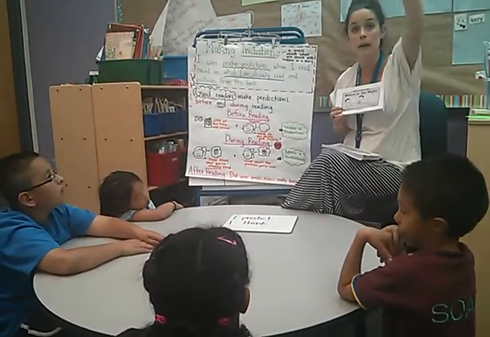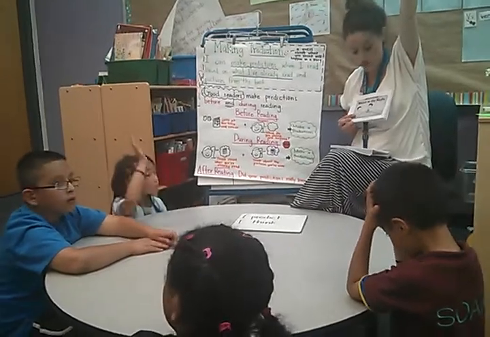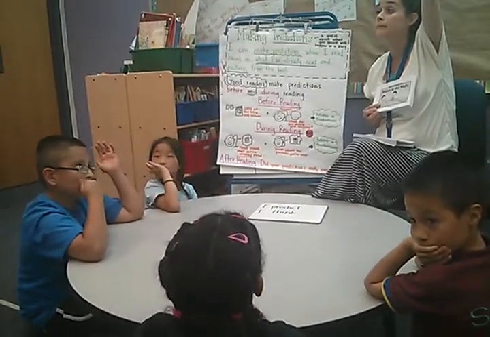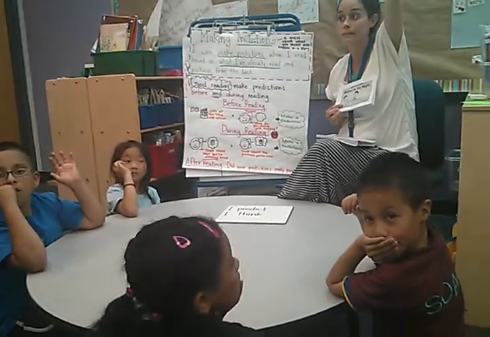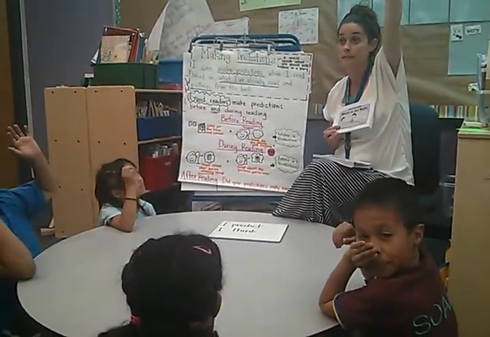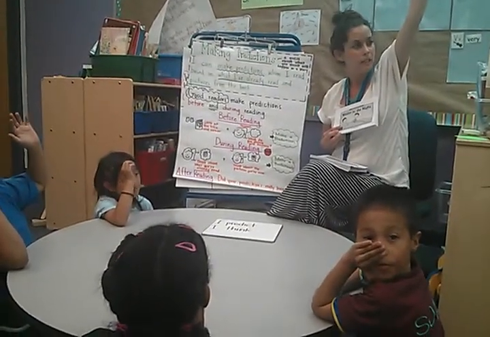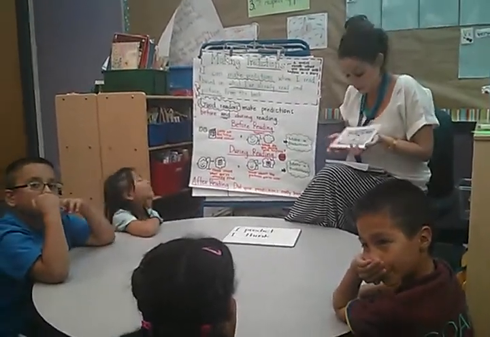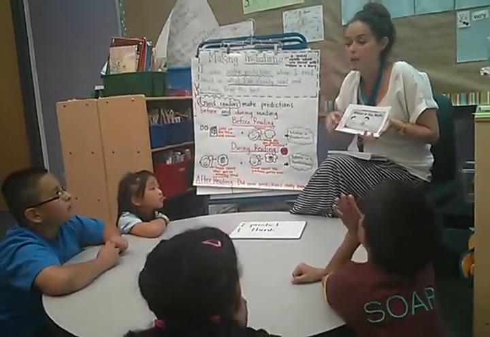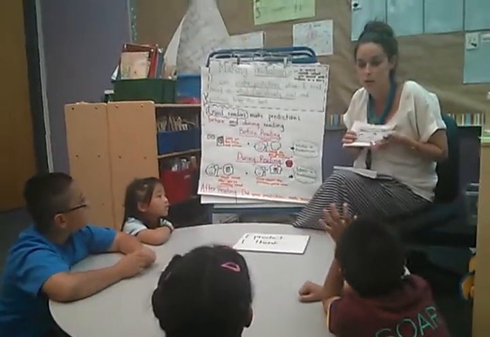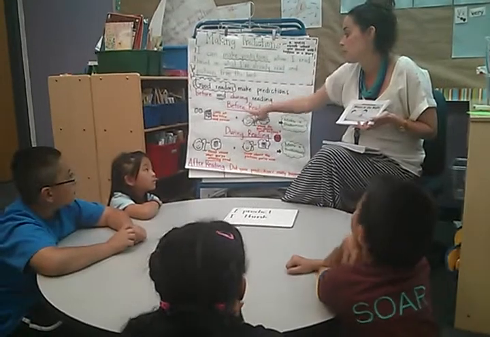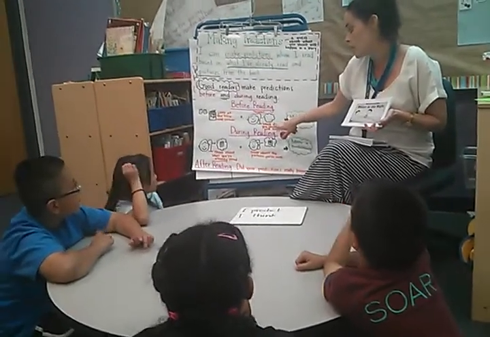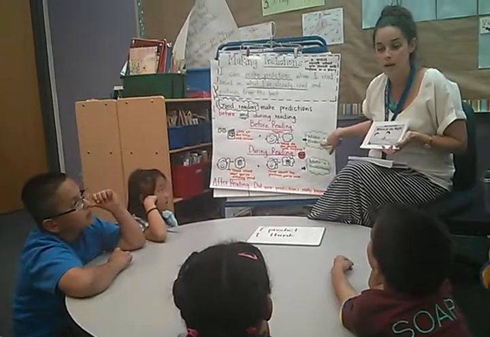So just by looking at the picture, I can already probably start making some guesses about what I think might happen in this story. Okay? So if we look down here, it says before reading, I can look at the title and the cover, and then I think, what do you think will happen? And I make my prediction.